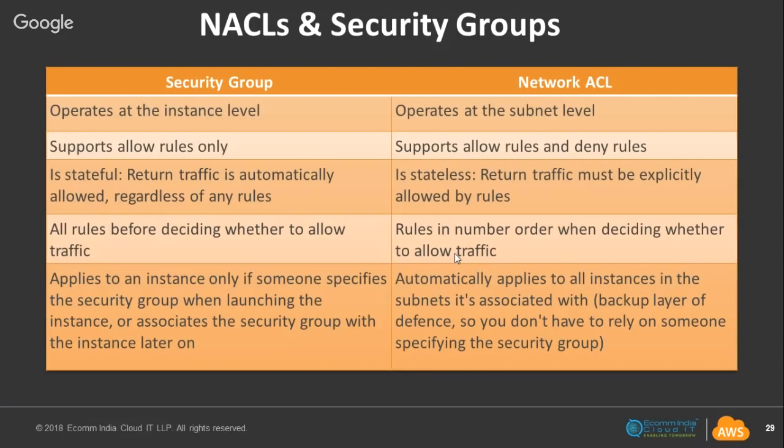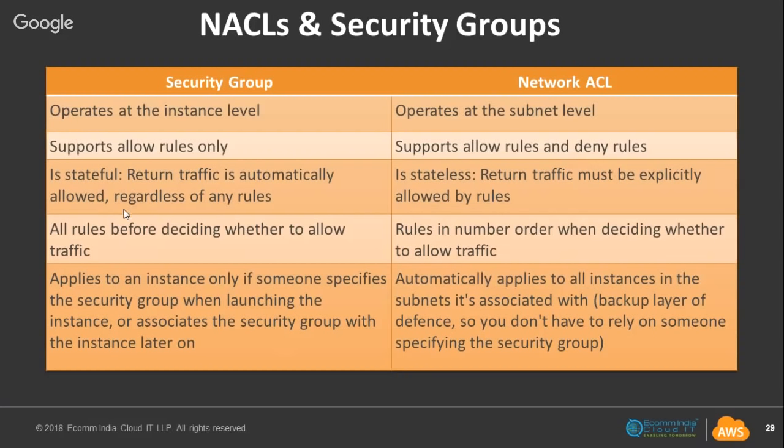The security group, like I said, operates on the instance level, while the network ACLs actually operate on the subnet level. All right. The security group only has allow rules, which means you can't do deny rules. By default, in the security group, all outbound traffic is allowed, but inbound is denied. So we have to allow the inbound on the security groups. On the network ACLs, you have to specify both allow and deny rules.